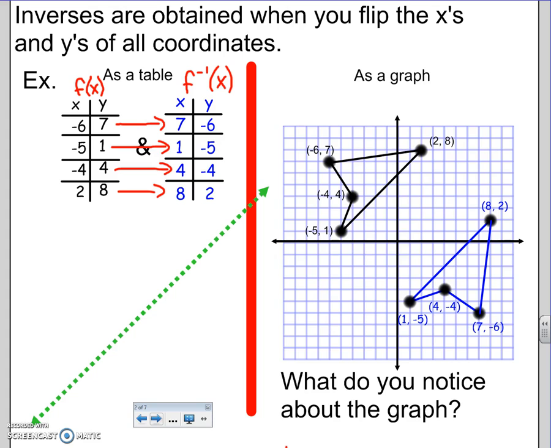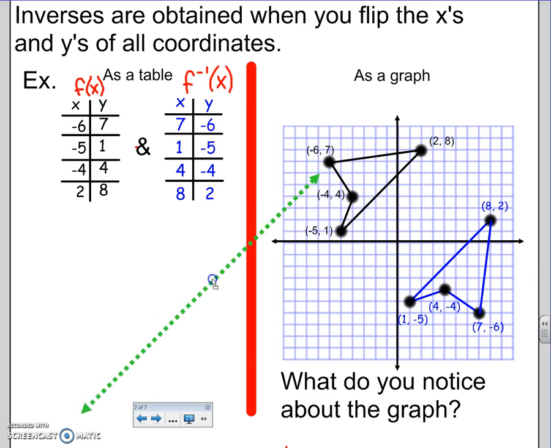Alright, so if I look on a graph, on this right side, the first table, f of x, is this black picture right here, and the second one, the f inverse, is this green picture right here. What do you notice about those two pictures? Well, you should be able to see that it is a reflection over the diagonal line y equals x. Right here, that goes to the origin. So it's a mirror image of itself.